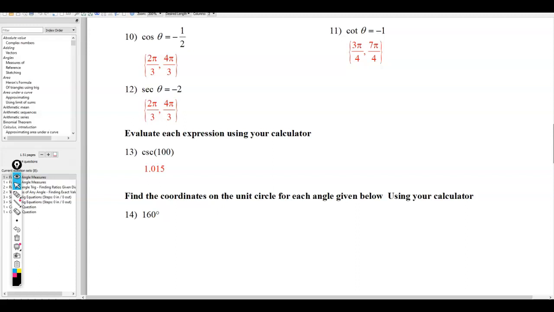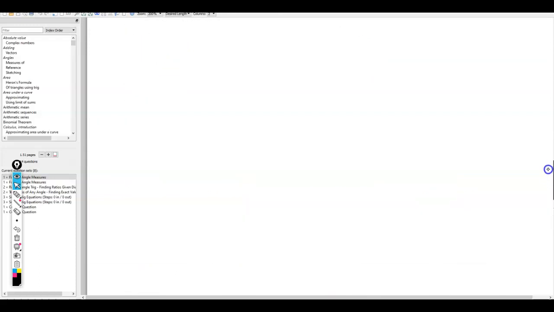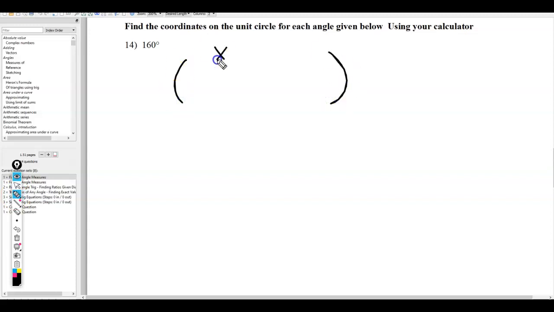Find the coordinates on the unit circle for each angle given below. So we're on number 14 here. One of the other things that we discussed in class was that the coordinates, which are x and y, are cosine of your angle and sine of your angle.